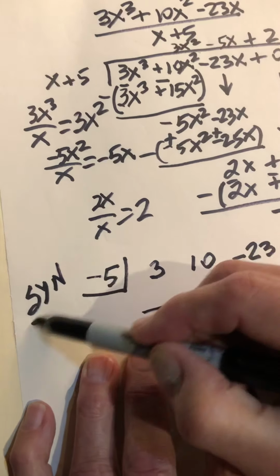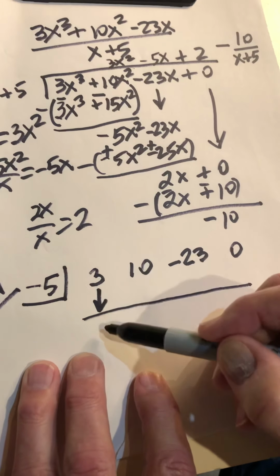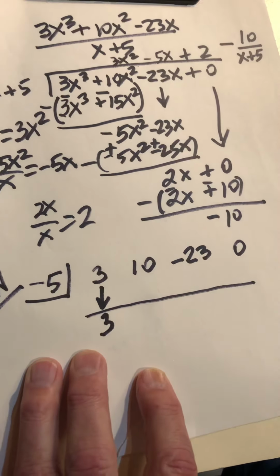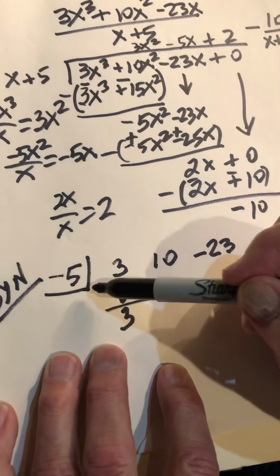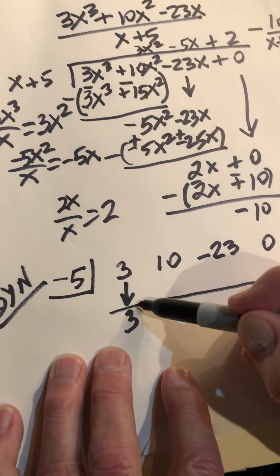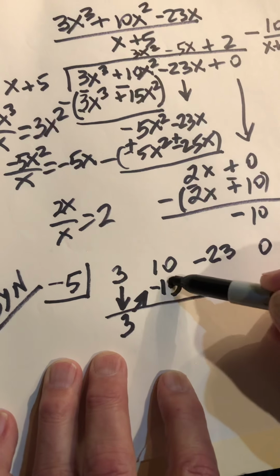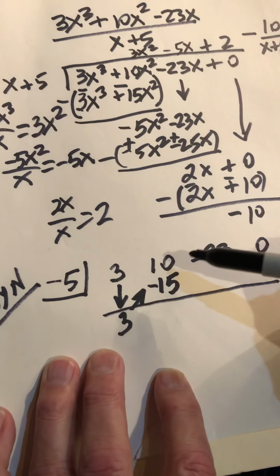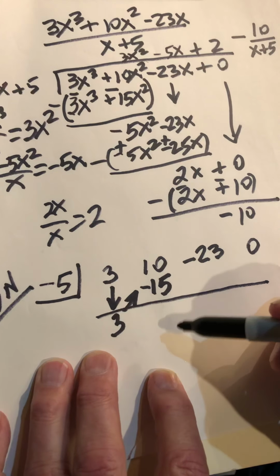All right, now what's totally different here, the answer line for synthetic is at the bottom of the problem. So you drop the first number automatically, 3. And then every number on the number line I multiply by the box. So 3 times negative 5 is negative 15. And instead of subtracting, this is another advantage, I just add these. That's negative 5.